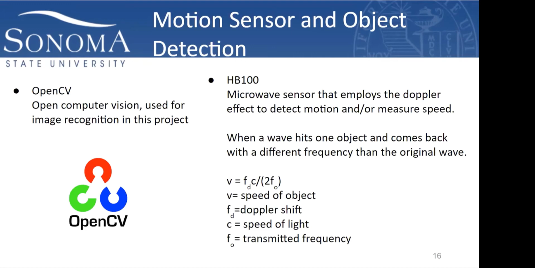For the Doppler effect, it sends out a wave with one frequency, and if it hits an object that is moving, it'll come back with a different frequency. With this, we are able to determine that an object is moving. Below, you can see the equation that we use to determine the speed of an object, where we use the Doppler shift times the speed of light divided by 2 times our transmitted frequency.